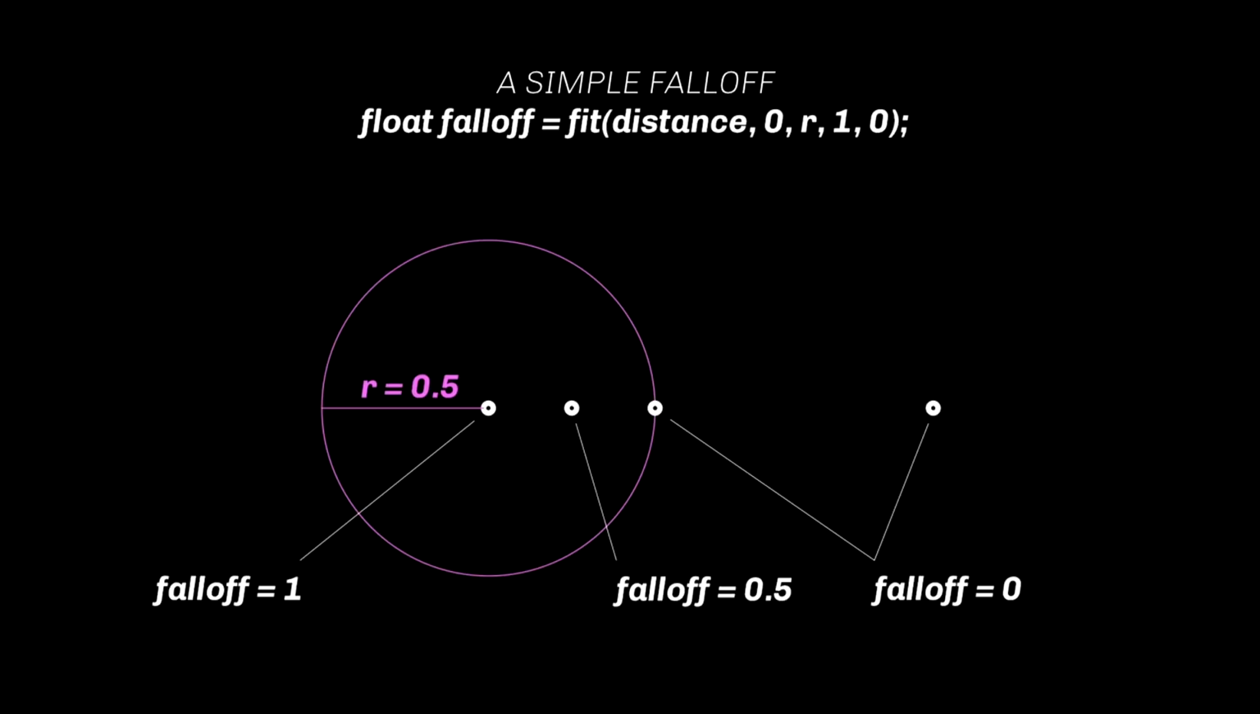If the point happens to sit on the diameter of the circle, the fall-off is 0. And in between, the fall-off is interpolated, and I have 0.5. Outside of the circle, the fall-off should be 0. And now I want to show you how I can apply this to the entirety of Houdini.